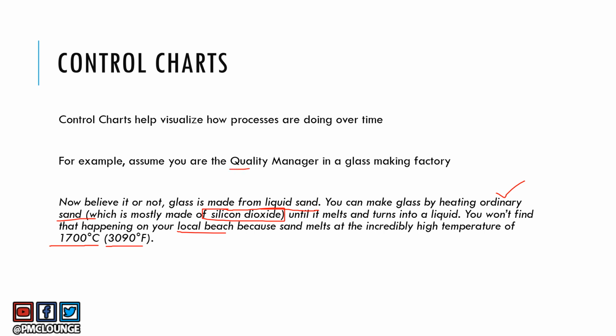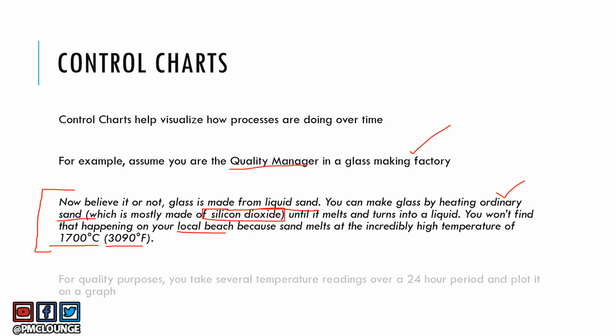Now, since I said you are the quality manager in a glass making factory, I thought it's good to tell you what your job is about. Let's say you are now making temperature readings of the furnace over a 24-hour period, because what is the temperature that you need to manage? You need to manage and achieve and keep the temperature of 1700 degrees Celsius. So over a 24-hour period, you take several temperature readings of the furnace, just to see how efficient your process of making glass is. And when you plot that graph, the next slide is what you get. Let's head over to that.